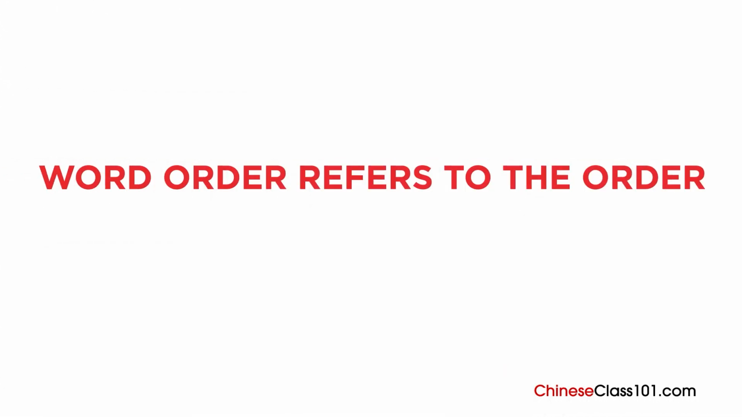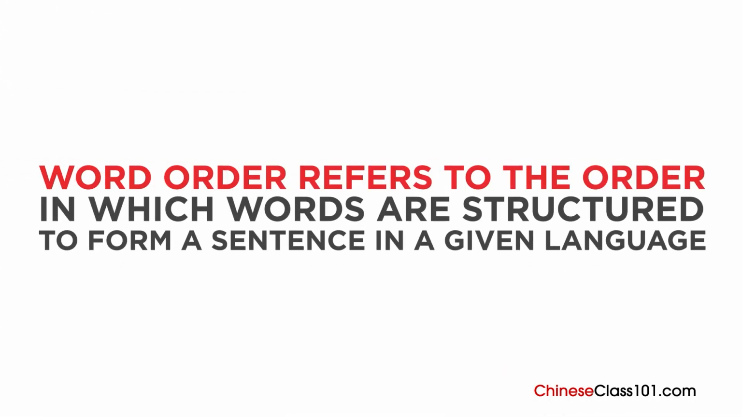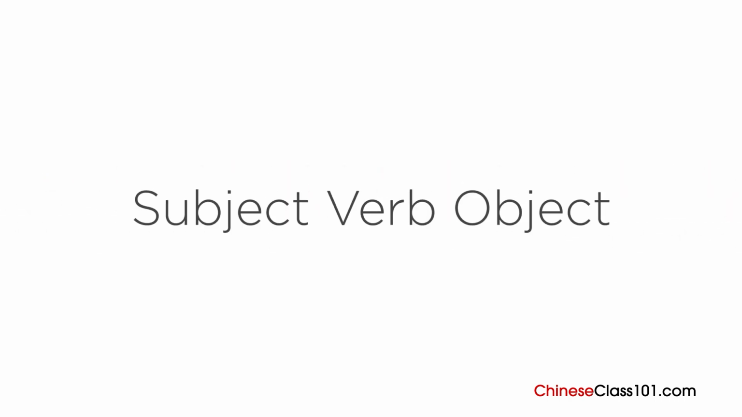In this lesson, you'll learn the basics of Chinese grammar. Word order refers to the order in which words are structured to form a sentence in a given language. The basic word order for English is subject, verb, object, or SVO for short.